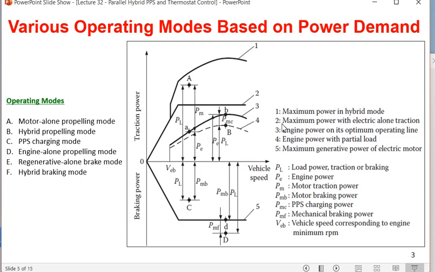We are finding line 2. So this is line 2, which is maximum power with electric alone traction. It starts from 0, goes up, and gets saturated. So when the electric motor is acting alone, this is the power curve given by 2.